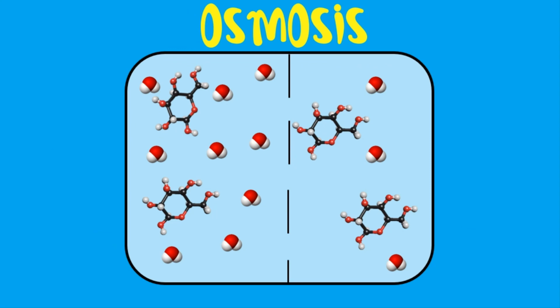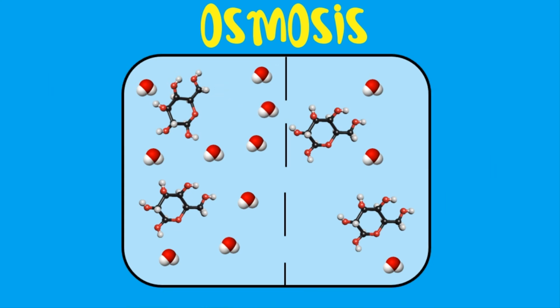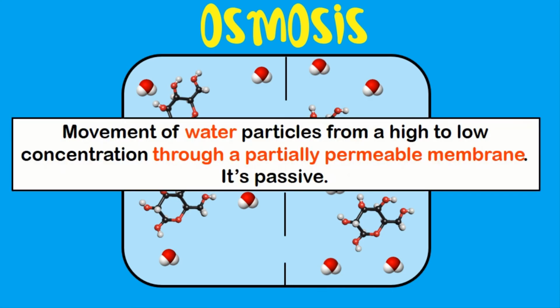So here's osmosis as a diagram for you. You can see I've got water, I've got sugar, and I've got that dashed line representing the partially permeable membrane. I have a higher concentration of water on the left and a low concentration of water on the right. So because of osmosis, the water molecules are going to move to the low concentration. So that's all osmosis is.